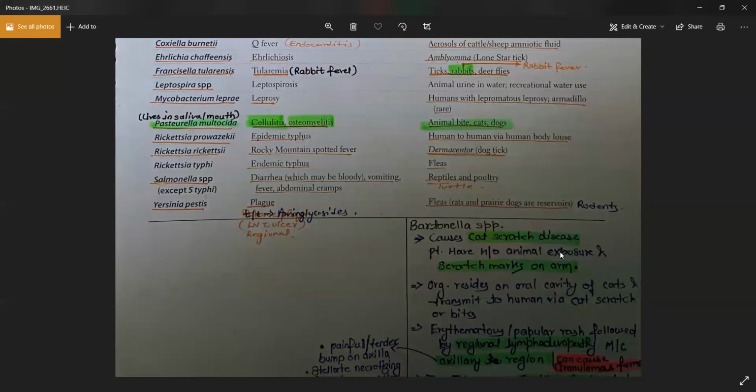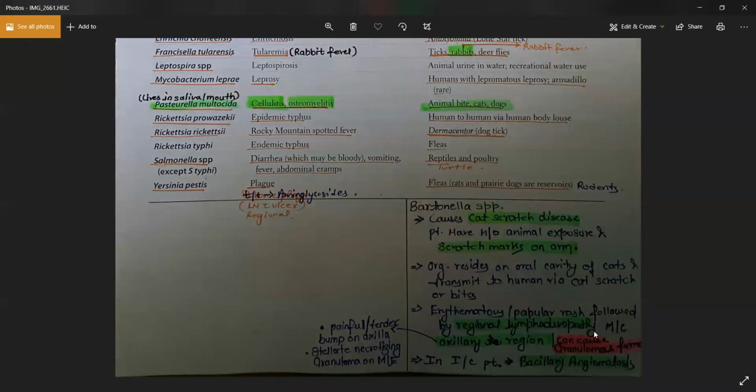So in cat scratch disease, what you will get are scratch marks on the arm, and you will get regional lymphadenopathy, which in the case of the hand would be axillary lymphadenopathy. So the patient would complain of very painful swellings in the armpits, in the axilla.